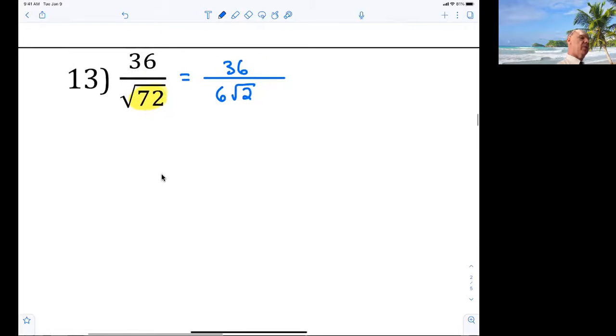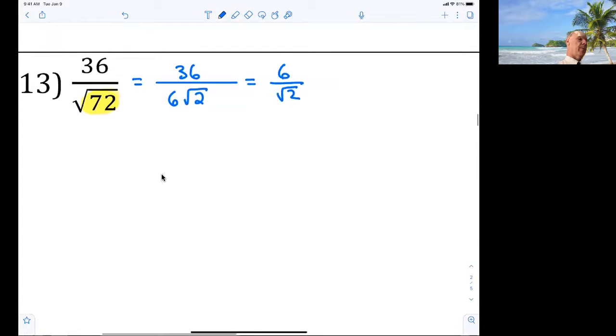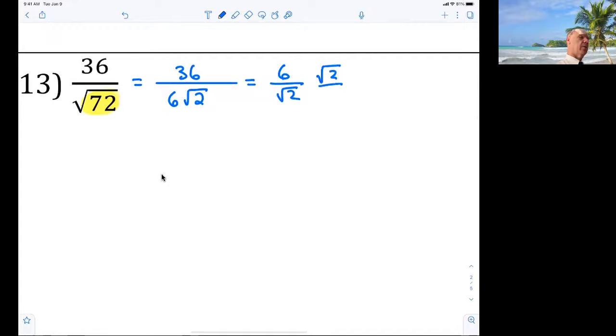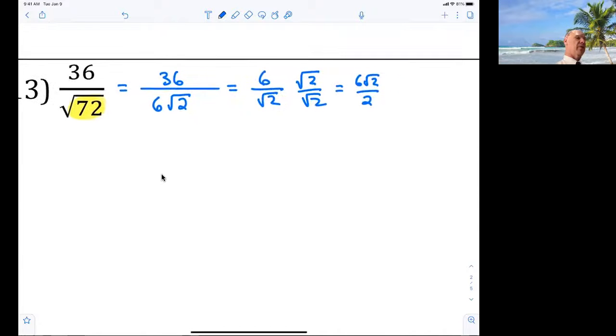Now I can reduce. So I end up with 6 over radical 2. Now I have to do what? Rationalize the denominator. So now it becomes 6 radical 2 over 2. And your final answer after all that is 3 radical 2. Good. 3 radical 2.